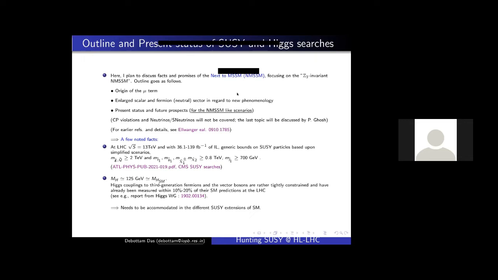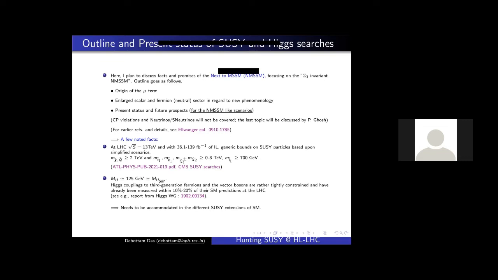I plan to discuss a few facts and promises of the next-to-MSSM, mainly focusing on the Z3 invariant NMSSM. First of all, I will speak about the origin of the mu term, which is one of the prime motivations for considering the NMSSM. And it automatically invites a new singlet scalar as a chiral superfield. As a result, we'll have an extended scalar and fermion sector, and that essentially gives new phenomenological signatures, which I will be discussing in this talk.